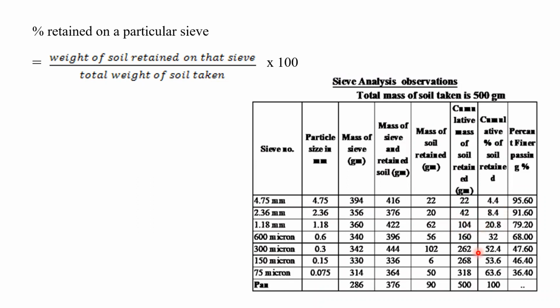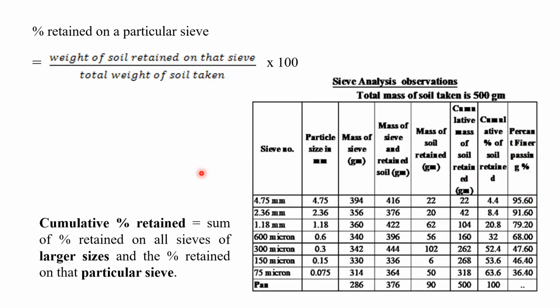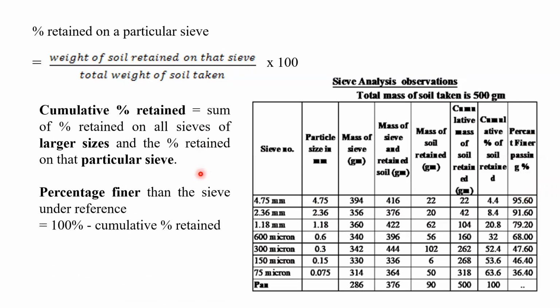Once you get this value, what do we have to do? We have to find out the percent finer, the percent passing. See here, the cumulative percent retained is 4.4%. So we have to subtract it from 100. What does it mean? Here we get 95.6%. That means only 4.4% is retained on the top sieve and 95.6% is going to pass through the set of sieves from top to bottom.